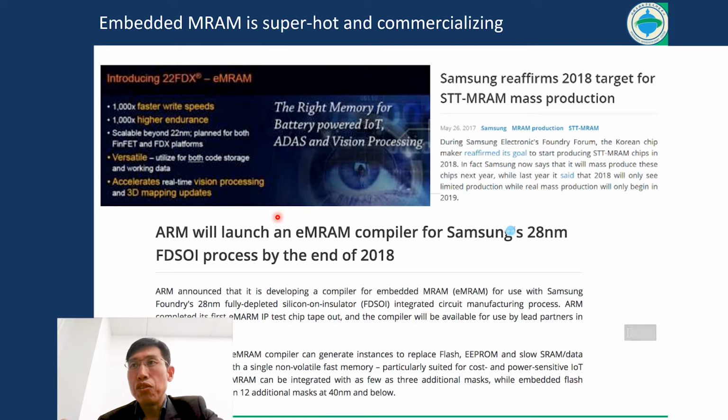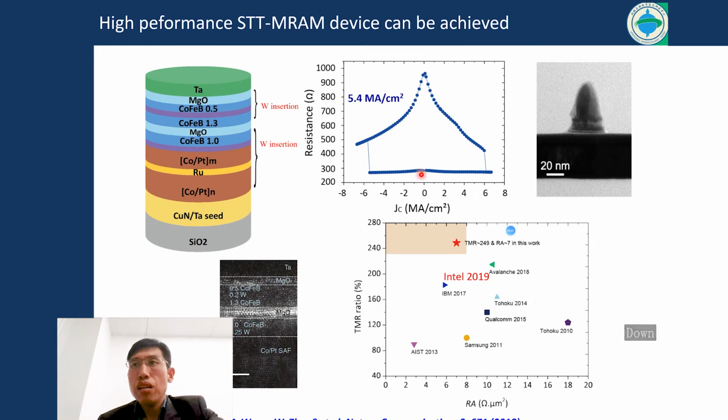So after 20 years of R&D, we can see that embedded MRAM has been commercialized by Samsung, TSMC, and GlobalFoundries. For academic people like my group, we are focusing on the reading optimization of STT-MRAM devices to enlarge the on-off ratio.